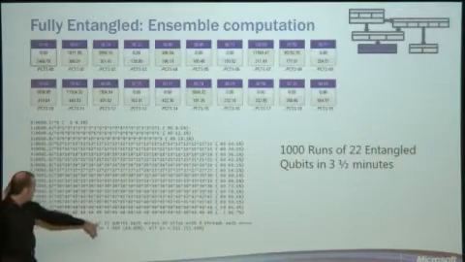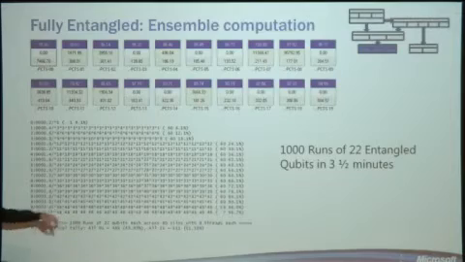There's 24 hardware threads on each machine. You'll notice the machines are up around 90, anywhere from 90 to 100% in most cases, all 24 threads in use. This is running through, did 1,000 runs of 22 entangled qubits in 3.5 minutes. And just to show, out of 1,000 runs, 489 got all zeros and 511 got all ones. So our random number generator seems to work pretty well.